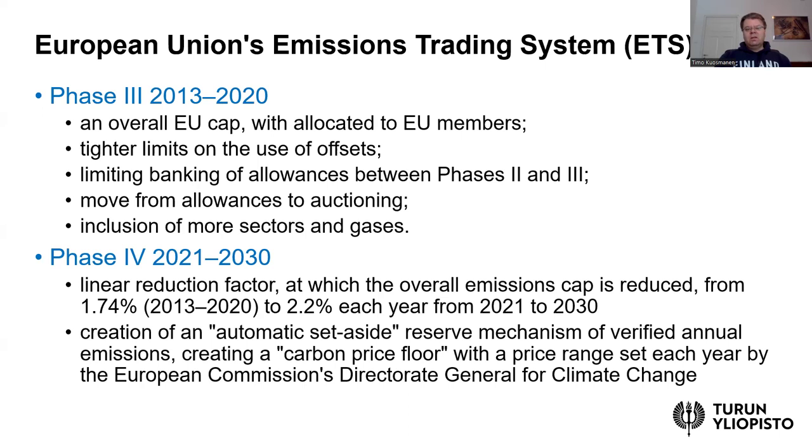And we are currently living in phase four, which lasts from 2021 to 2030. In this phase, there is a linear reduction factor, so that the overall emissions cap is gradually reduced by some amount each year. Currently it is 2.2% each year that there will be fewer emission rights. And there are also some price controls, so that the price of the emission permit cannot drop too low.